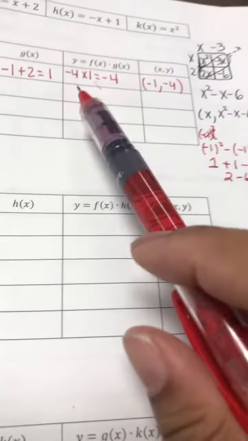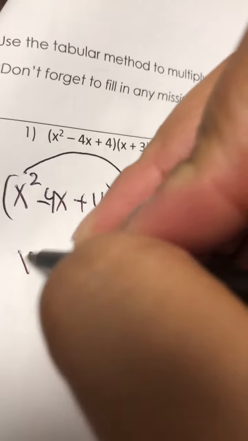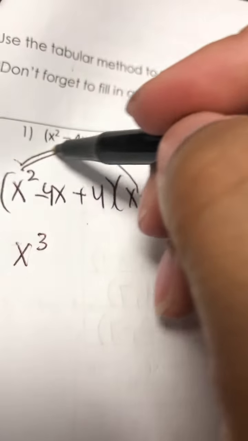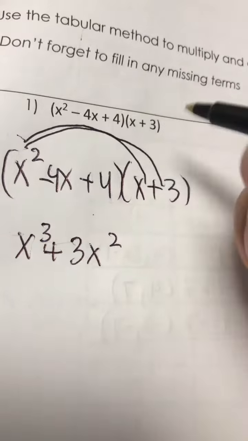All right, so this is going to be another practice page. Now, if you decide you don't want to do the box method, you can do FOIL. So I'm just going to show the FOIL people how we would do FOIL, and then we'll be done. Okay, foiling, you're going to take this, multiply those two together, you get x cubed. Some people like to FOIL. Multiply those two together, you get 3x squared. And you go here.